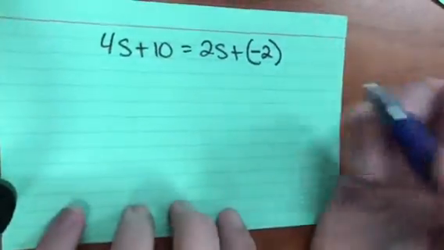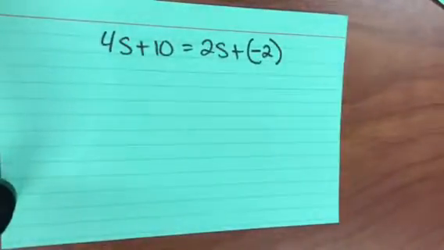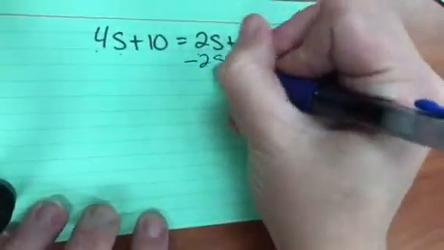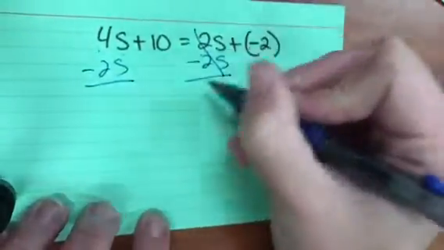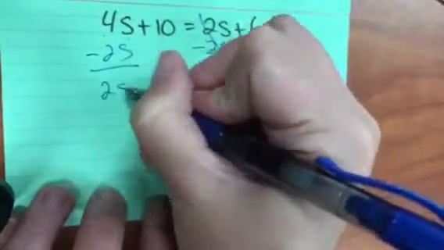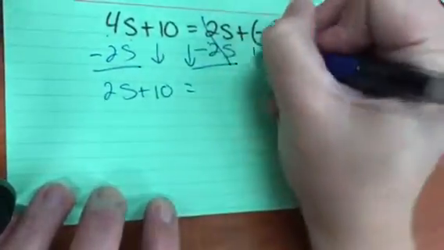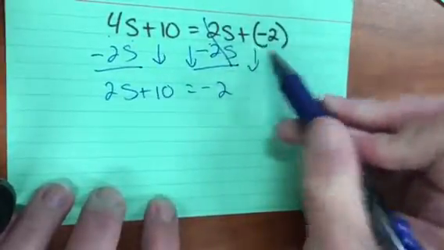Okay, so we're going to eliminate the variable on one side. I vote we take the smaller variable because, again, we end up with a negative. So the smaller variable would be the 2s. So I'm going to subtract 2s from this side. That leaves nothing here. Then I'm going to subtract 2s on this side because whatever I did over here, I have to do over here. And I'm left with 2s, bring everything else down, plus 10 equals -2. I don't have to put that plus sign because I know it's just a -2.